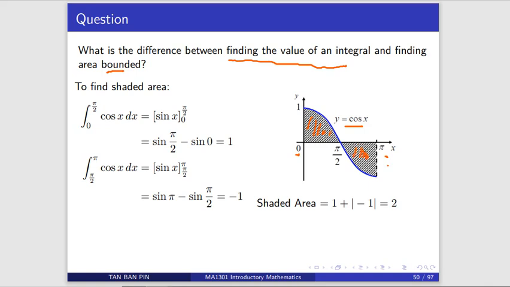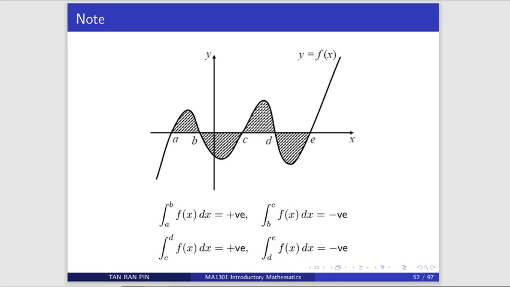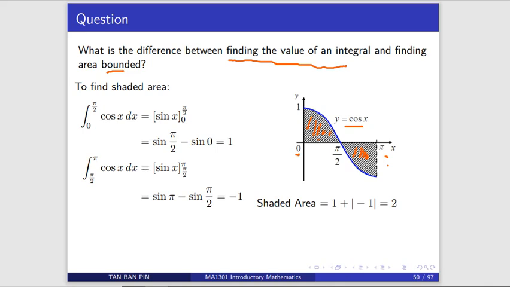The reason is because later in slide 52, we know that if the area is above the x-axis, it's positive. If the area is below the x-axis, the area is negative. So if the area bounded by f(x) is below the x-axis, it's negative. Like b to c is negative, a to b is positive. So that's why you have to break it into two parts.